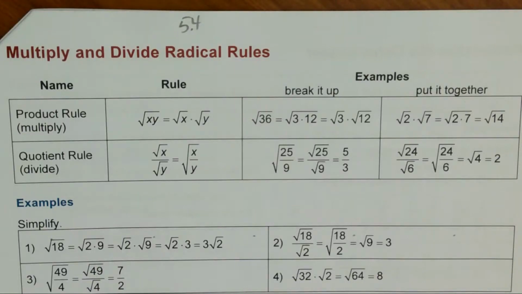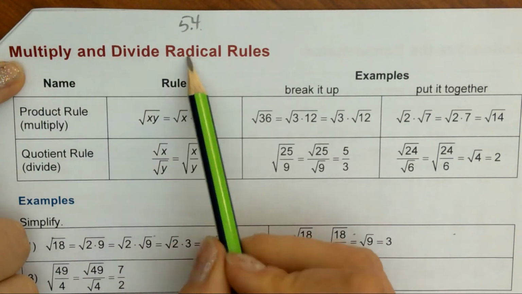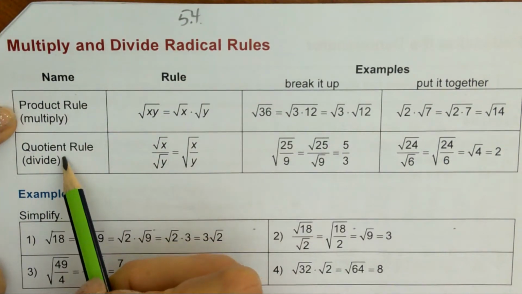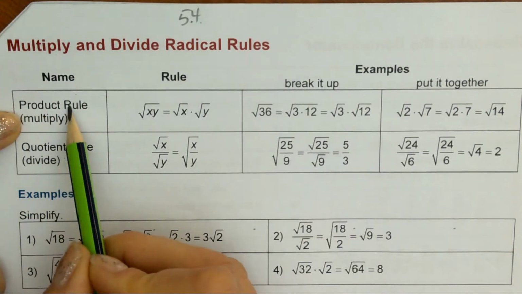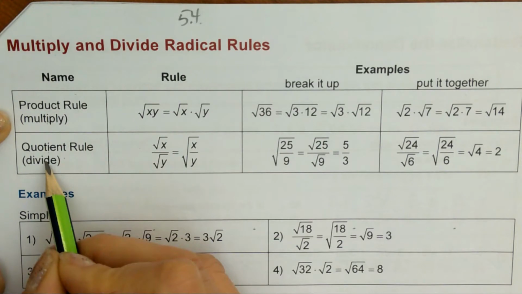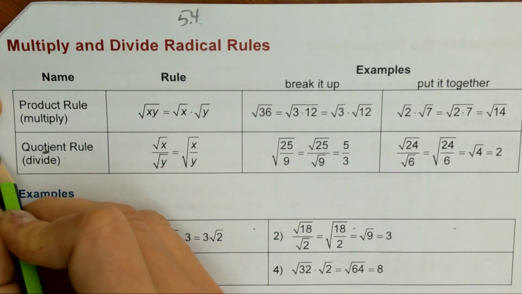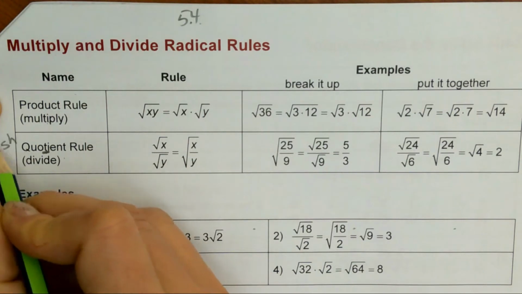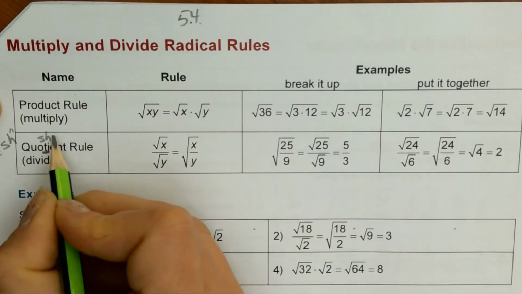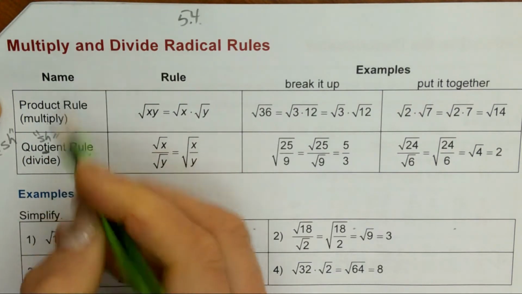So we're still doing 5.4, and we're doing multiplying and dividing radicals, okay? So we have two rules here. We have the product rule and the quotient rule. Product just means multiply, and quotient means divide. See this T? This T, we pronounce it SH. So it says quotient. I don't know, it's crazy English rules. Quotient rule. And it just means the rule for dividing.